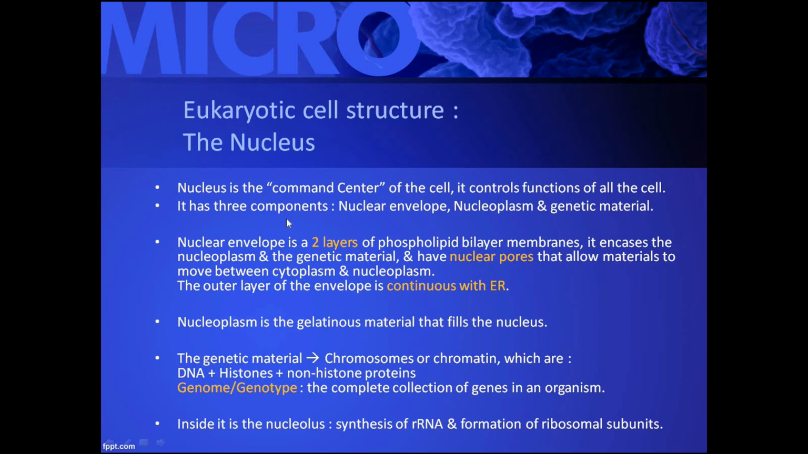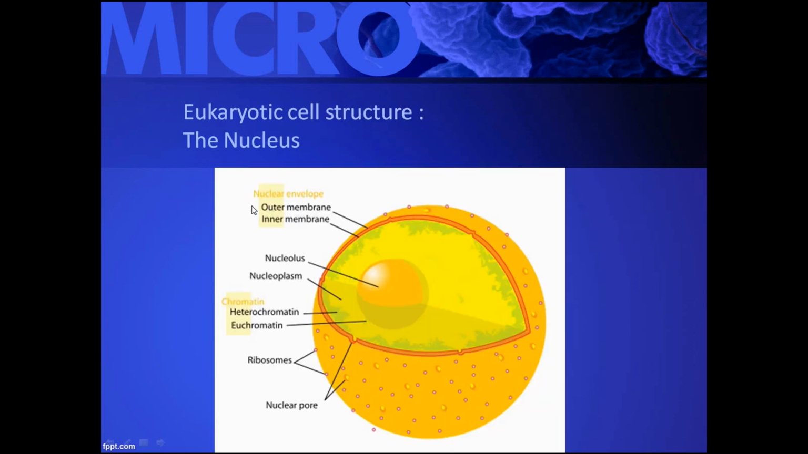One thing I missed, the outer membrane of the nuclear envelope is continuous with the endoplasmic reticulum. The endoplasmic reticulum is usually just around the nucleus, and both the endoplasmic reticulum and the outer membrane of the nuclear envelope are continuous. It's just one membrane.